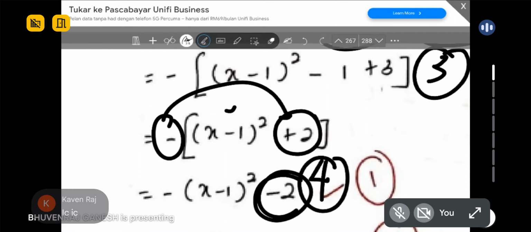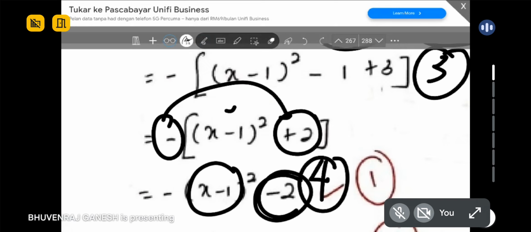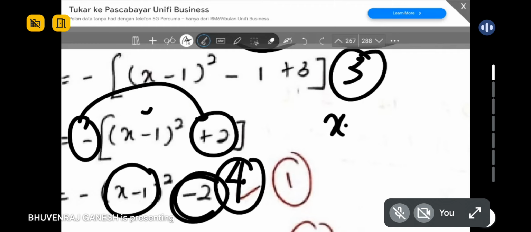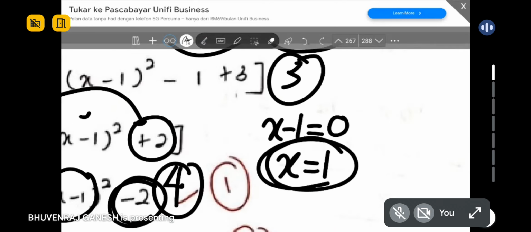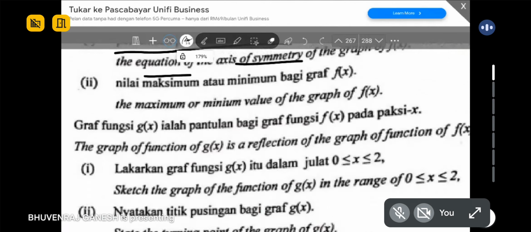Let me see, guys. Okay, yeah. Your axis of symmetry is 1. So how you get 1? X minus 1, you equal to 0, guys. Sama dengan kosong. So your x value is actually 1. So this is the equation of axis of symmetry. Paksi symmetry.